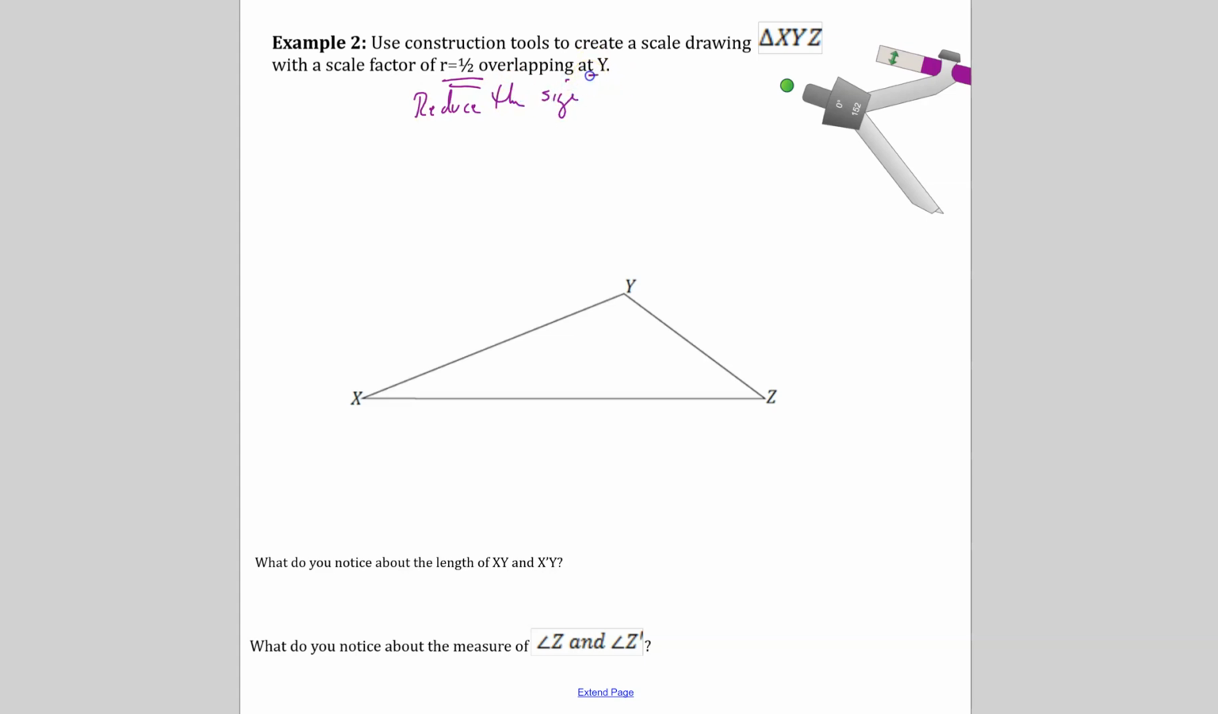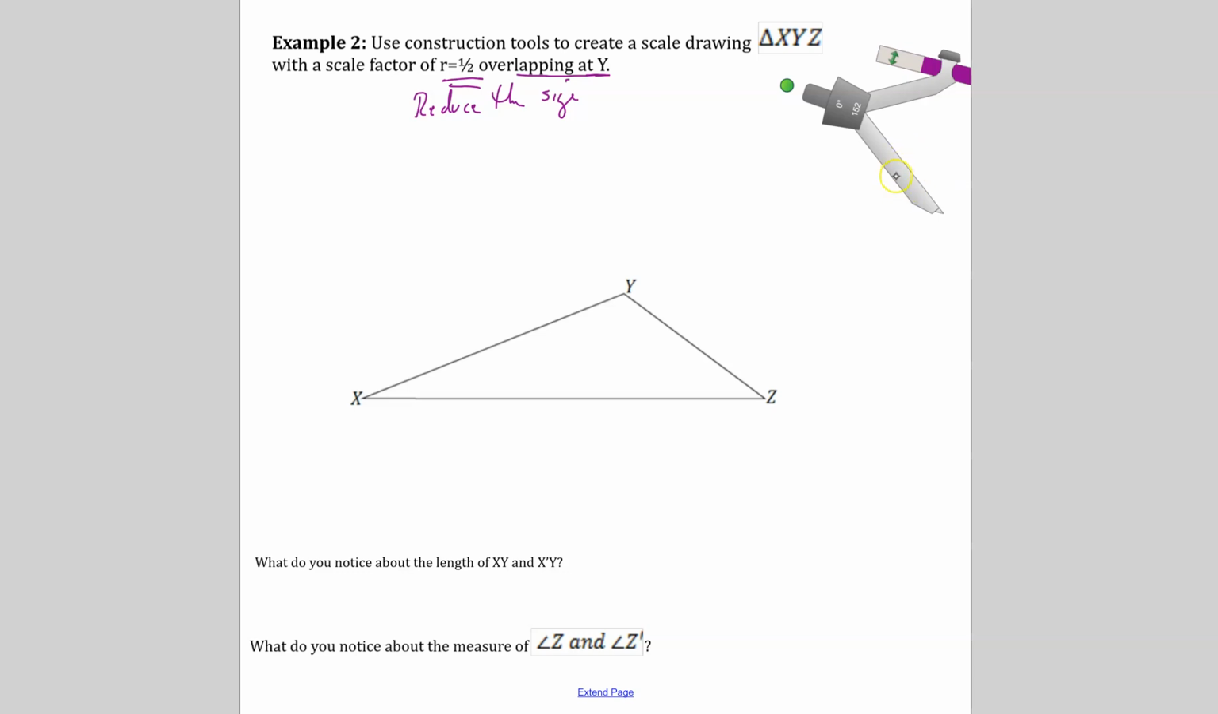And it is overlapping at Y, so that means Y is not going to change. Y and Y prime are going to be the same location. When you're reducing, all of the other points are getting closer to the point that you are reducing towards, in this case Y. So to do this, we're going to reduce the size by a half. The easiest way to do a half is just a perpendicular bisector.